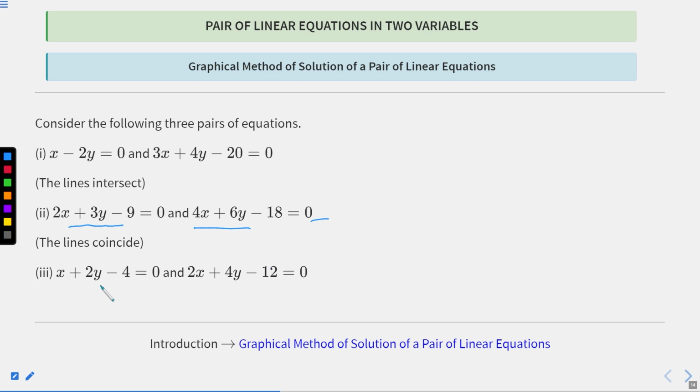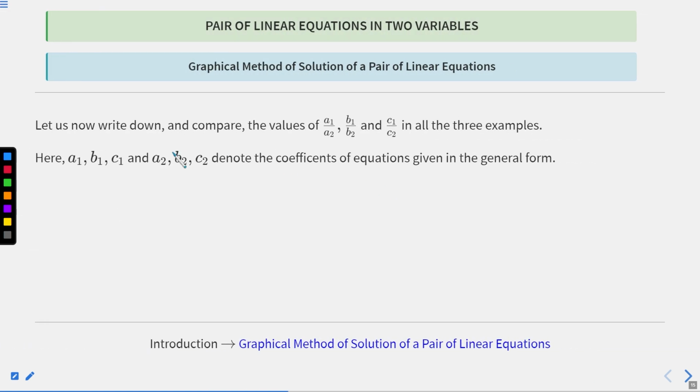Okay, and in the third one we have this pair of linear equations: x plus 2y minus 4 is equal to 0 and 2x plus 4y minus 12 is equal to 0. These two lines are parallel to each other, and we know that if we have two lines that are parallel to each other, in that case the pair of linear equations has no solutions. So for this pair of linear equations we'll have no solutions.